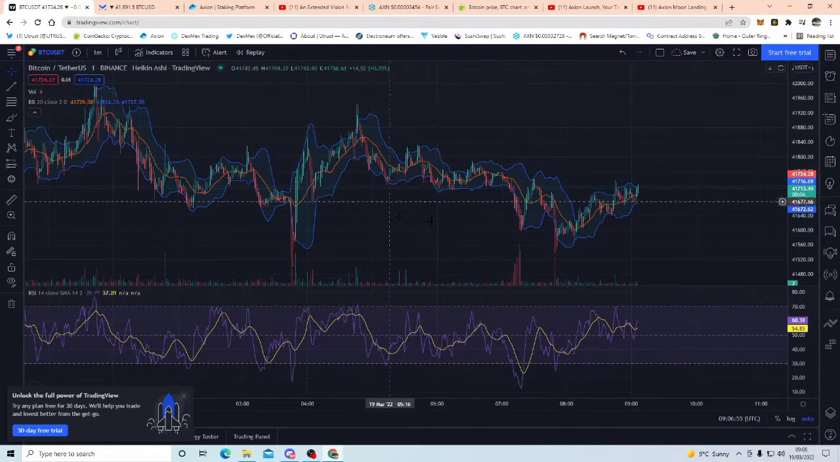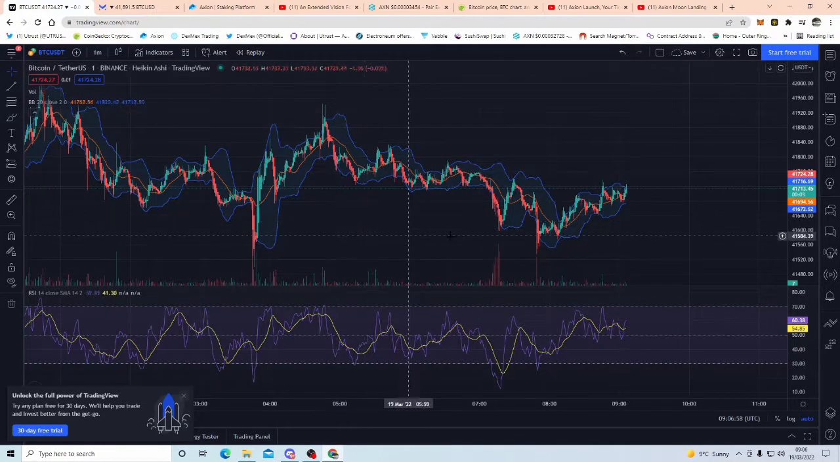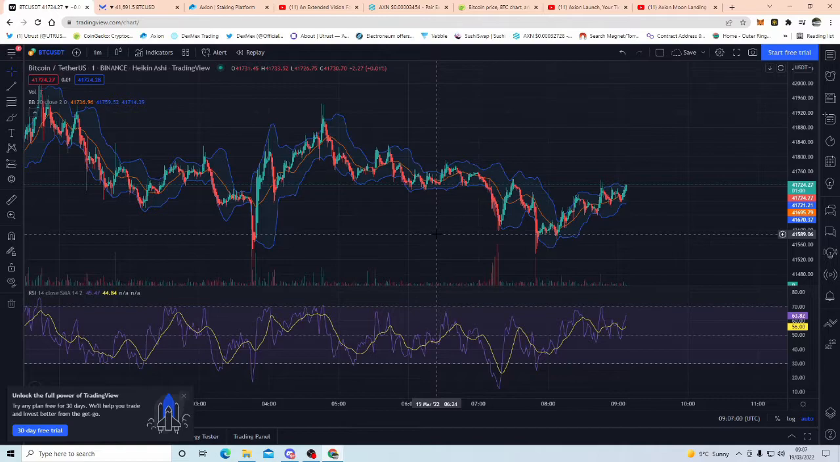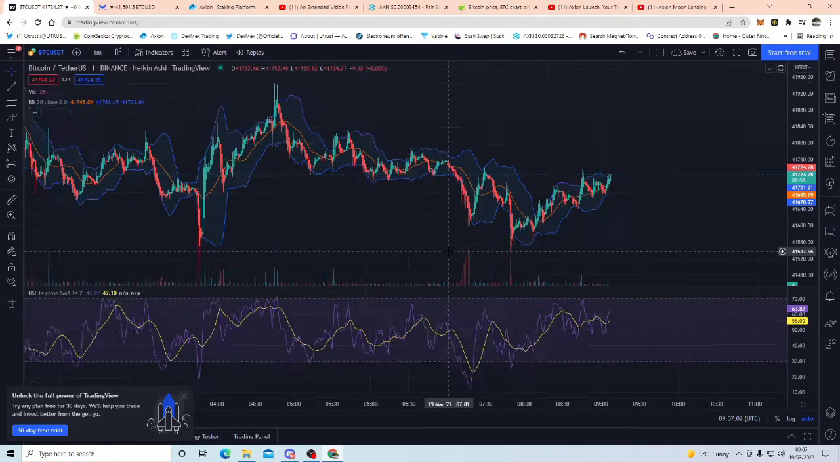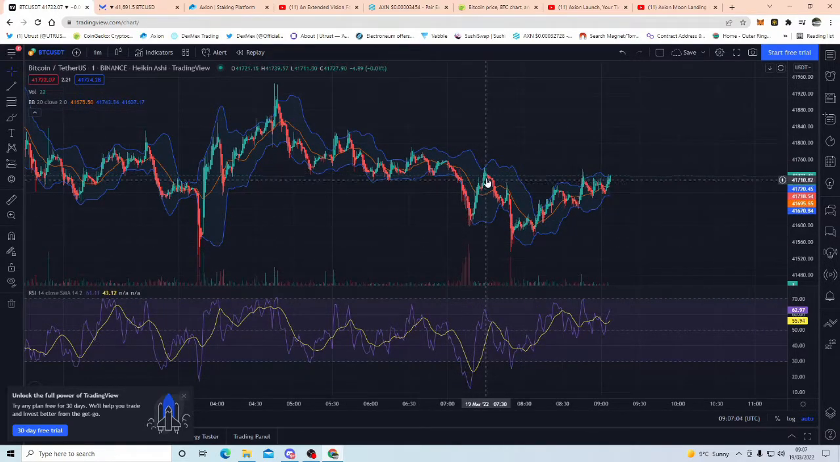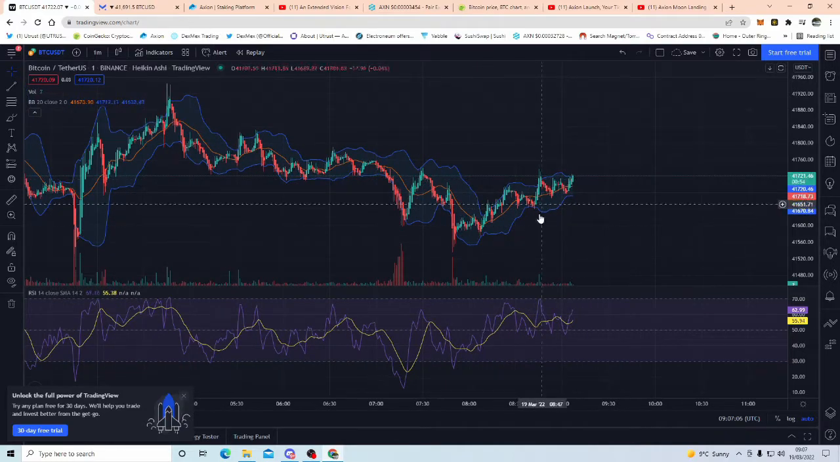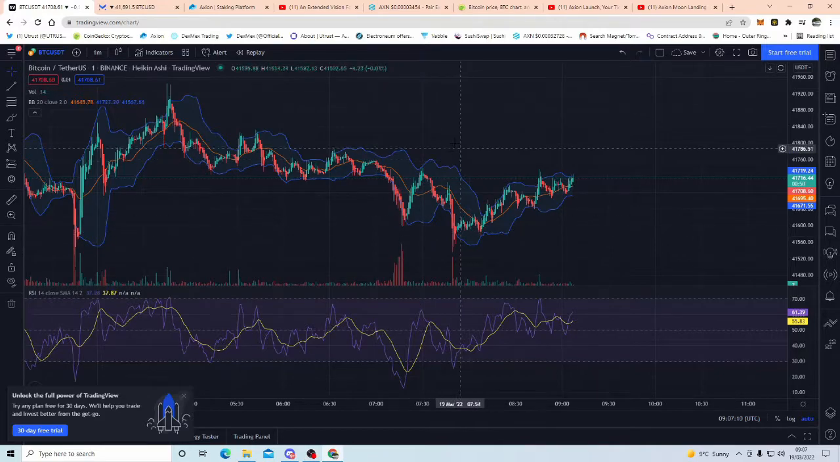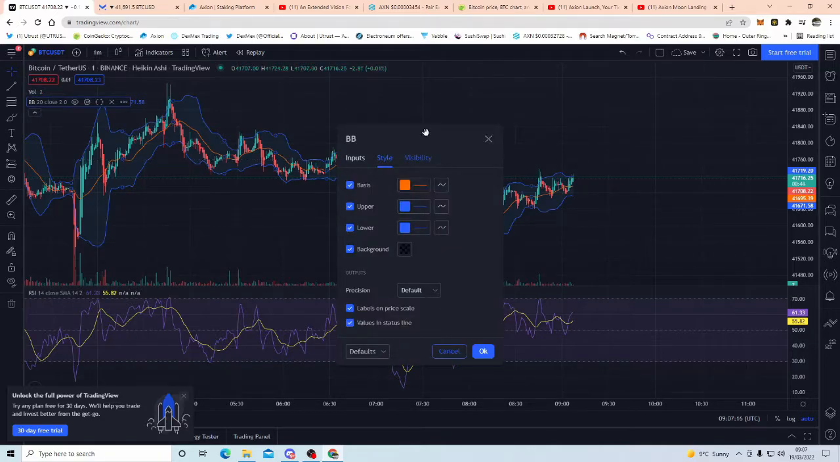Now this all looks like gobbledygook, and I'm going to break it down and make this as simplistic as possible. The first thing I like to do is change these lines, because I wear glasses and this is a bit in your face, in my personal opinion. Any one of these lines you can double left click on, and then you can change the style and the colors.